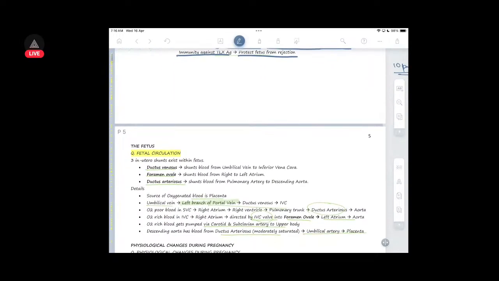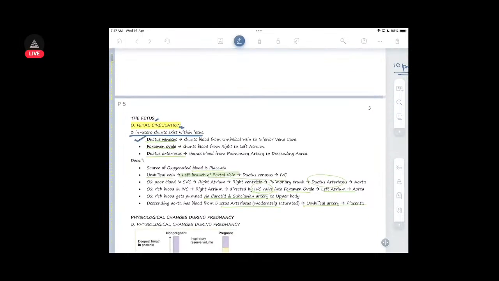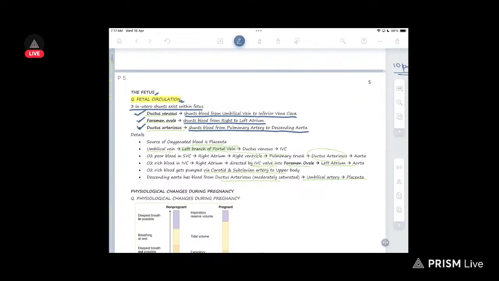Then fetal circulation: three in utero shunts exist within the fetus. You have the ductus venosus, the foramen ovale, and the ductus arteriosus. The ductus venosus shunts blood from the umbilical vein to the inferior vena cava. The foramen ovale shunts blood from the right to the left atrium, and the ductus arteriosus shunts blood from the pulmonary artery to the descending aorta. So the source of oxygenated blood is the placenta.